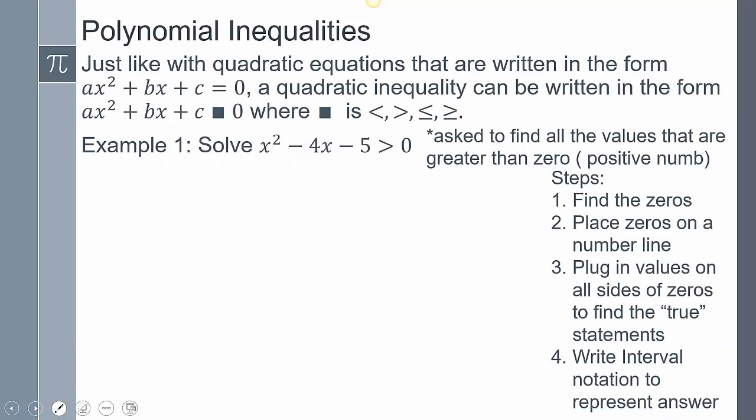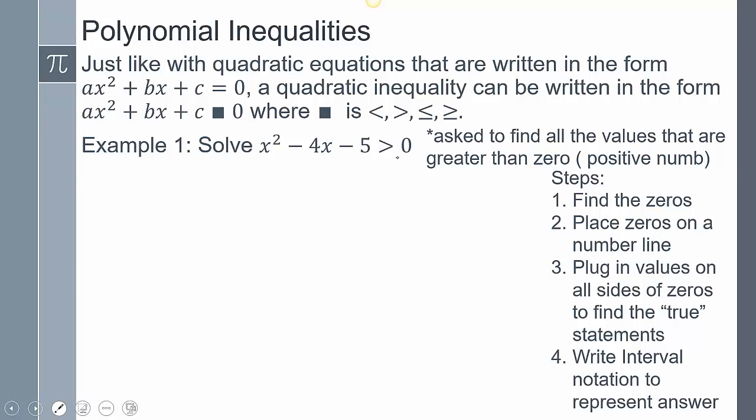Polynomial inequalities, just like quadratic inequalities, can be written in the form ax squared plus bx plus c, where this blank space could be any of these values here. It could be a greater than or less than symbol, or we can have an equal to added to it. That symbology is really important because it asks us to find values that are greater than 0 or values that are less than 0.